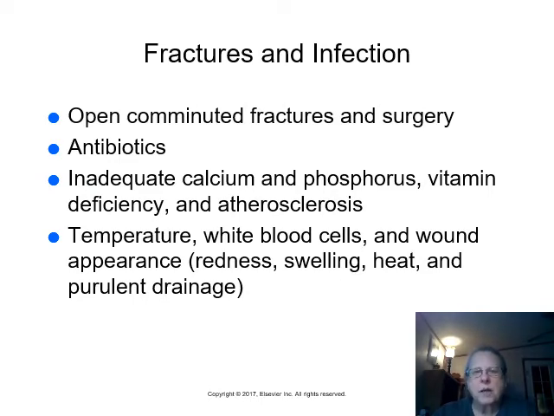These fractures can be impaired because of calcium and phosphorus, inadequate vitamins, deficiencies, and atherosclerosis. So if we're thinking about infection, we're going to watch temperature, white blood cell count, and wound appearance, because as this occurs, the temperature is going to rise, the white blood cell count is going to rise, and the wound will start looking red, swollen, hot, and have some drainage with it.